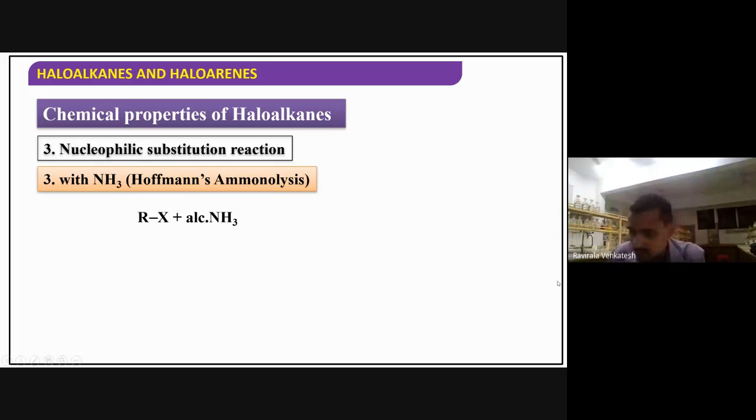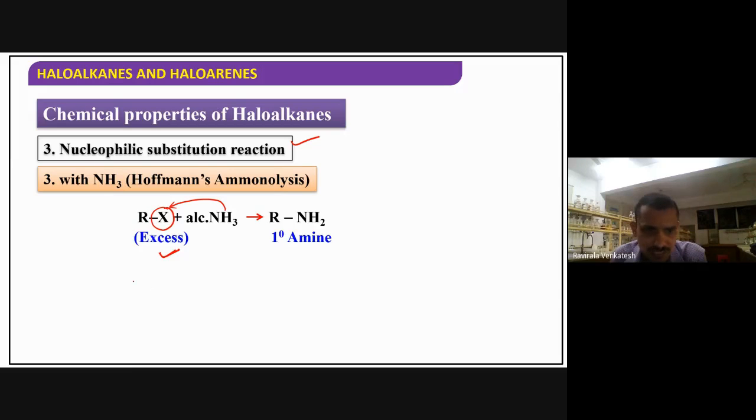Whatever we are discussing, all are nucleophilic substitution reactions. In the third one, I have taken ammonia, and this is often called an ammonolysis reaction. In the place of X, we get NH2. Ammonia must be taken in excess, otherwise you may get tertiary and secondary amines, which we will discuss in the last chapter. So just remember, here the ammonia must be excessive.